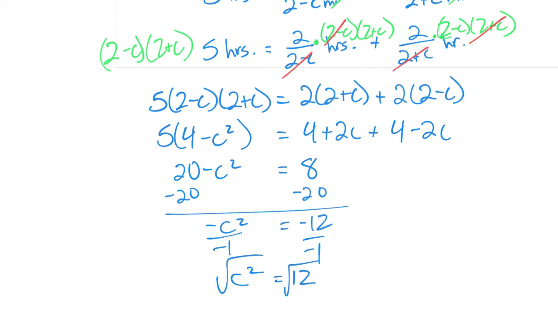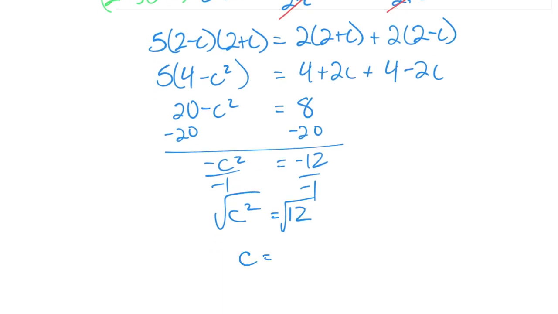Now I'm just going to take the square root of both sides. So I get c to be the square root of 12. So that is the speed of the current of the river. Square root of 12 is going to be somewhere between 3 and 4.